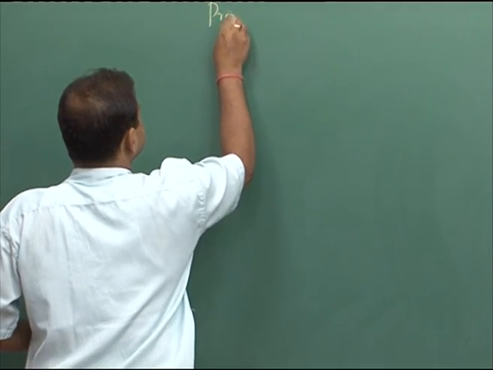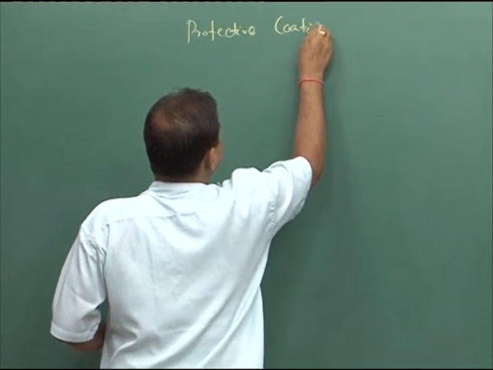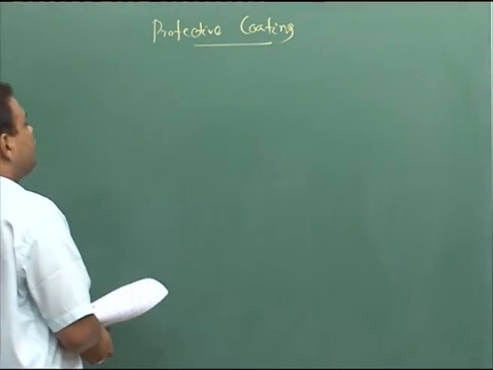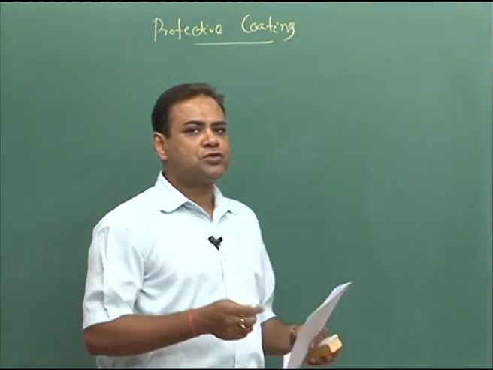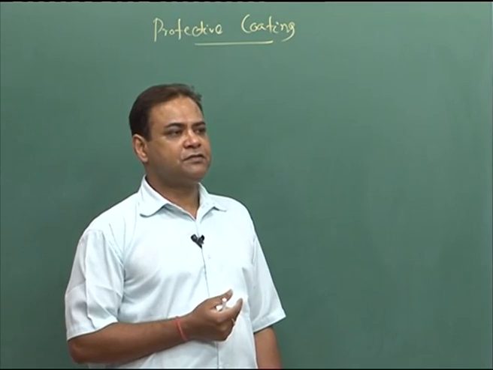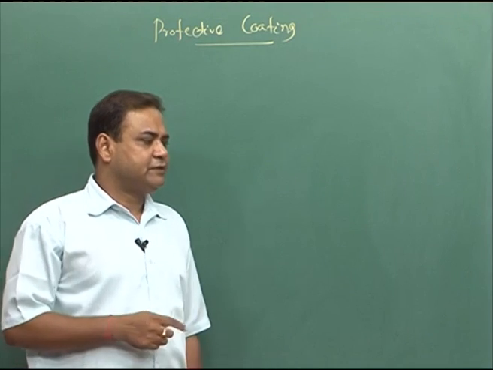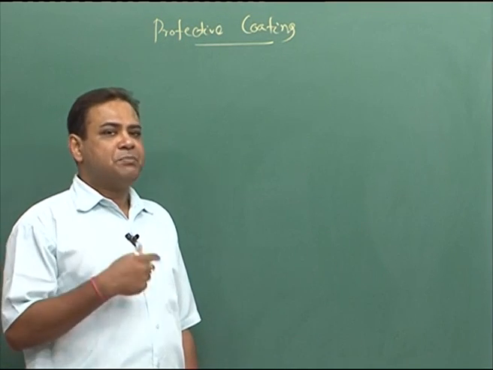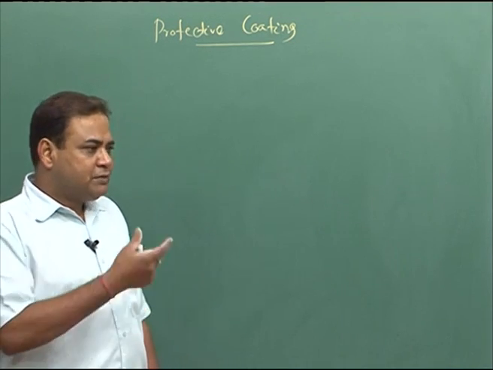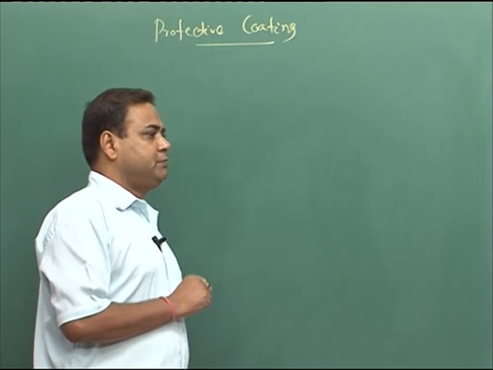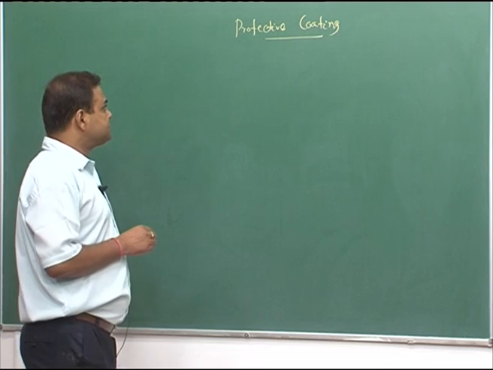Let us discuss protective coating. The purpose of coating is mainly to improve the corrosion resistance or the wear resistance of the metal surface, and there are other effects. For example, if we have a coating, then we can improve the fatigue property of a metal. But in the current situation, let us talk mainly about improvement in corrosion resistance.